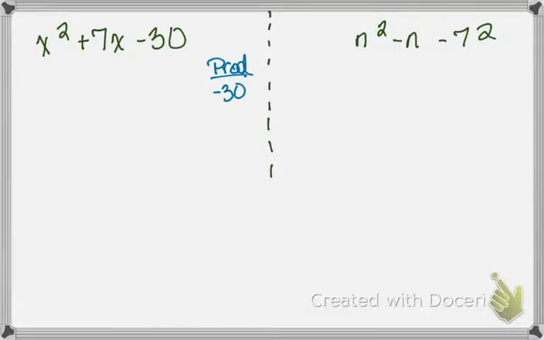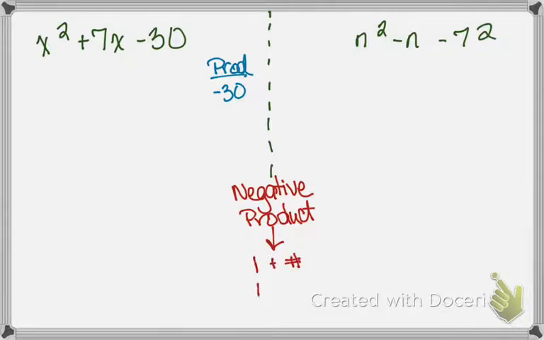So I have a negative product. Okay? What is the only way I can get a negative product? What kind of numbers do I have to have together to get a negative product? One positive and one negative. I have to. There's no other way to get a negative product with two numbers. So when I have a negative product, I'm looking for one positive number and one negative number. Okay? That's what I'm looking for.